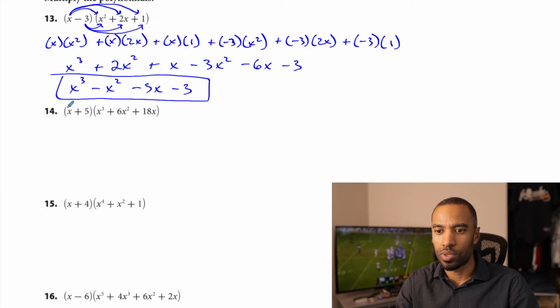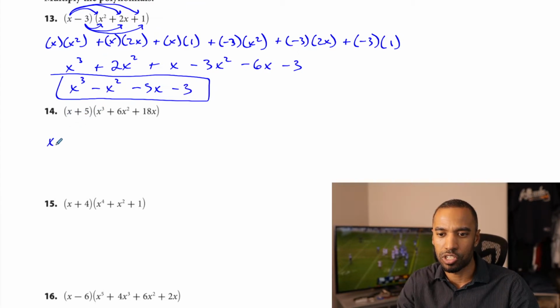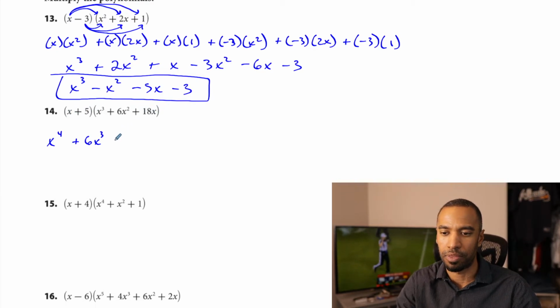All right, let's see if we can do it without the arrows. X is going to multiply with x cubed. I get x to the 4th. X is going to multiply with 6x squared. I get 6x cubed. Remember that x affects that thing. Everything's getting a degree higher because of the x. And x is multiplying with 18x, and I get 18x squared.